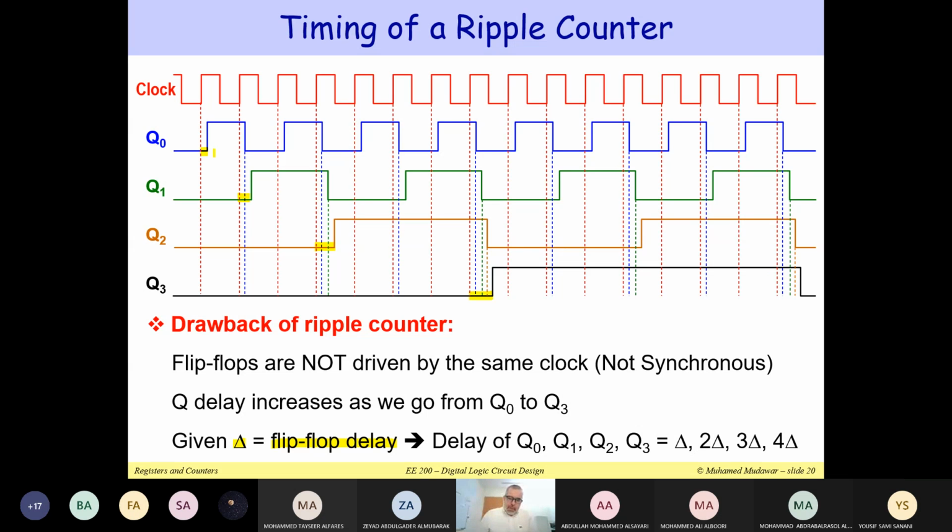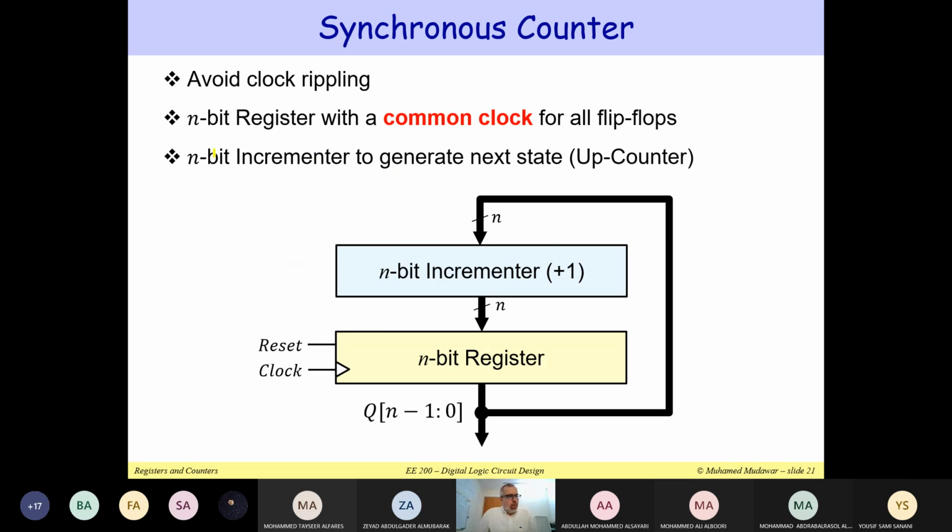So for this reason, as I said, this kind of rippling effect, and because the delay increases from one bit to another, this is why people don't use the ripple counter. So what do we have? We have the synchronous counter. And the synchronous counter is very simple. We use an n-bit register.